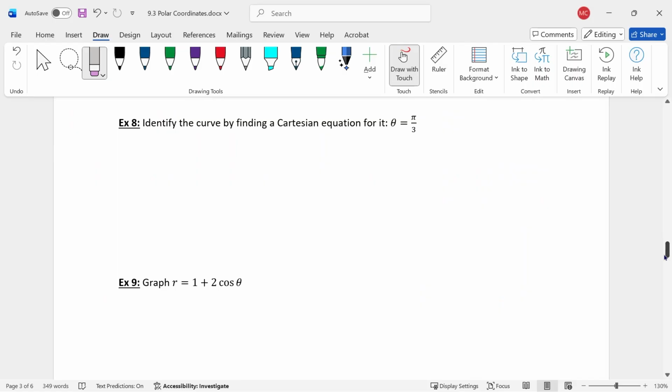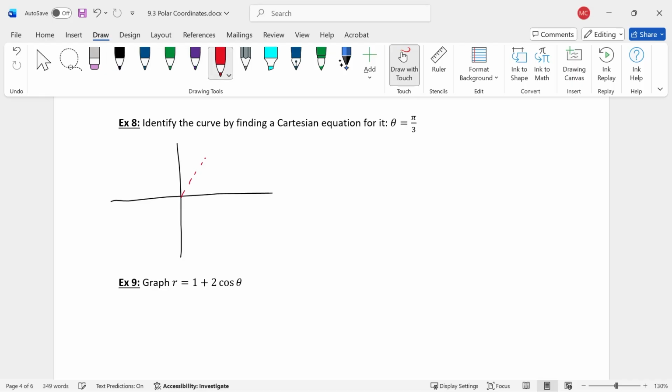Okay, let's go through and do a little bit more. So example 8: identify the curve by finding a Cartesian equation for it. So in this case, we've got theta equals pi thirds. It's actually going to be easiest if we graph this thing first.